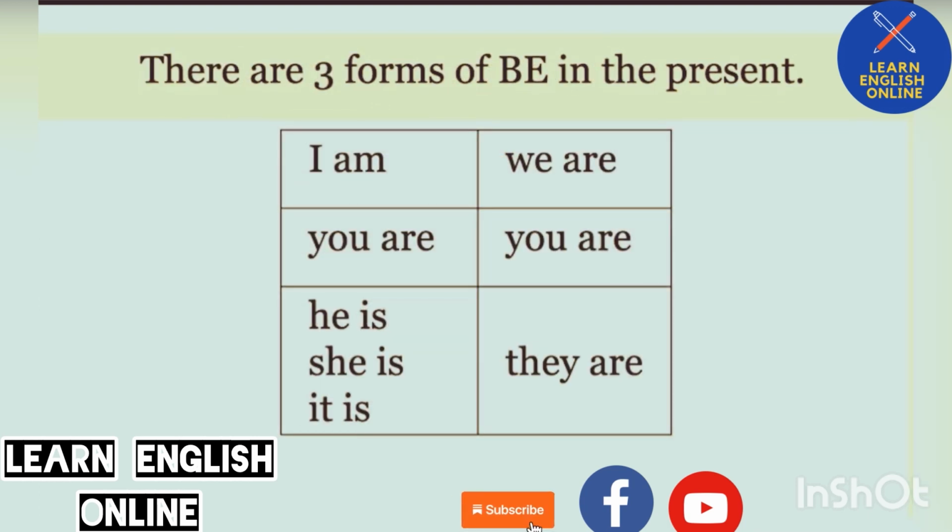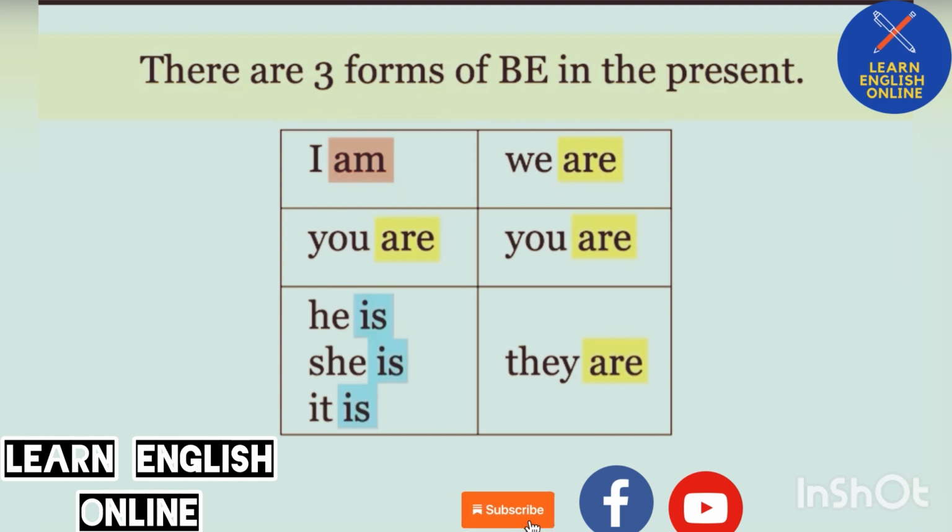There are 3 forms of be in the present, but we have more than 3 pronouns in this chart. Am always goes with I and only I. But look at are. Are goes with you, we, and they. And is could be he is, she is, or it is. This is why we always need a subject in every sentence in English.